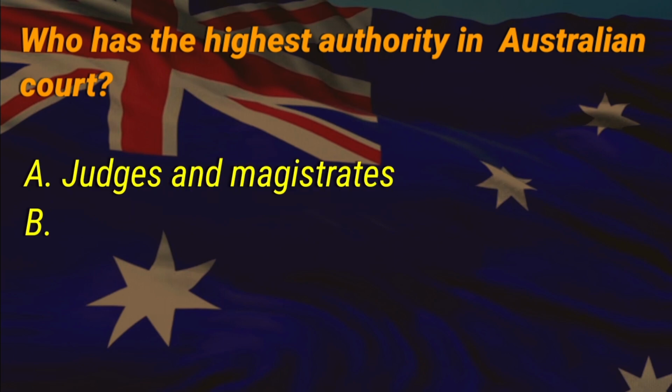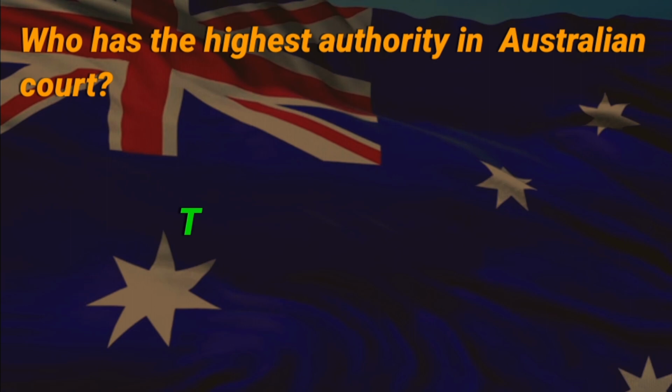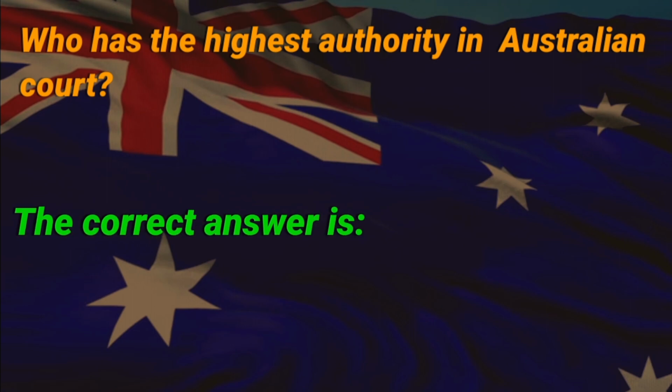Who has the highest authority in Australian courts? A. Judges and magistrates, B. Jury, C. Police. The correct answer is A. Judges and magistrates.